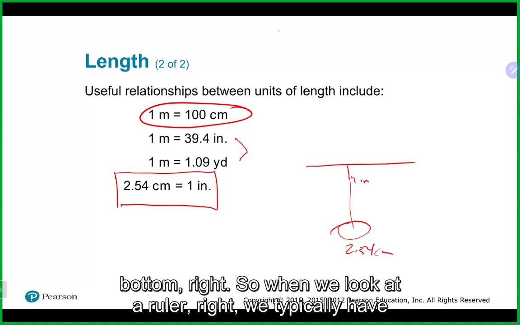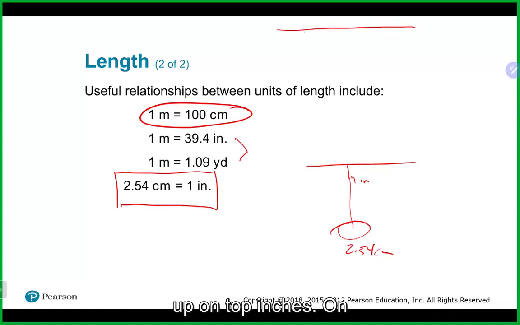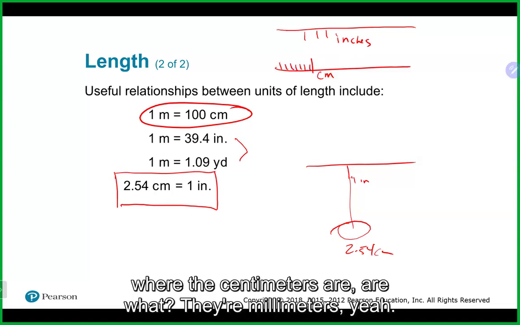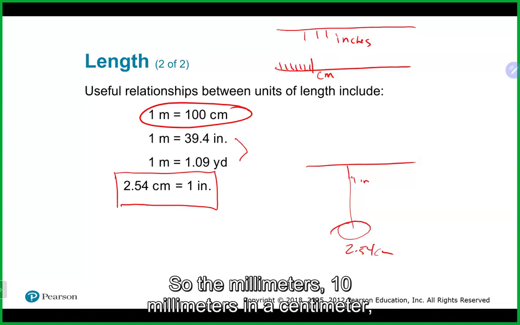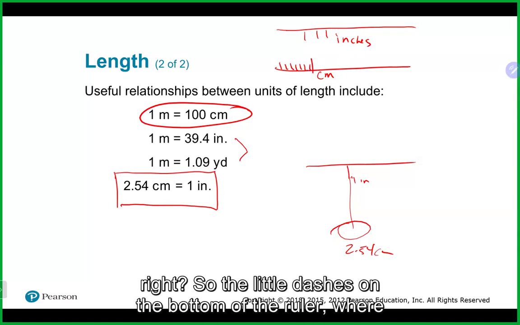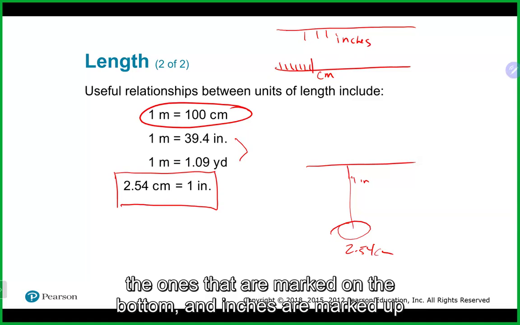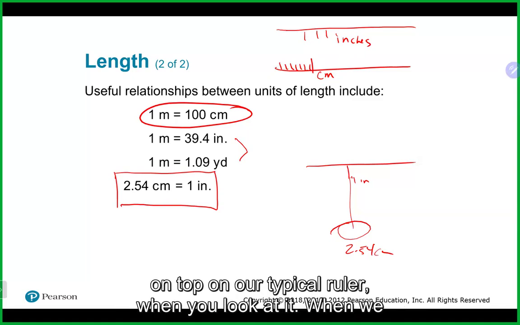So when we look at a ruler, we typically have inches up on top. On the bottom, we have centimeters, right? And the little dashes where the centimeters are, what are they? They're millimeters, yeah? So there are 10 millimeters in a centimeter, right? So the little dashes on the bottom of the ruler where the centimeters are located are millimeters, and centimeters are the ones that are marked on the bottom, and inches are marked up on top on our typical ruler when you look at it.